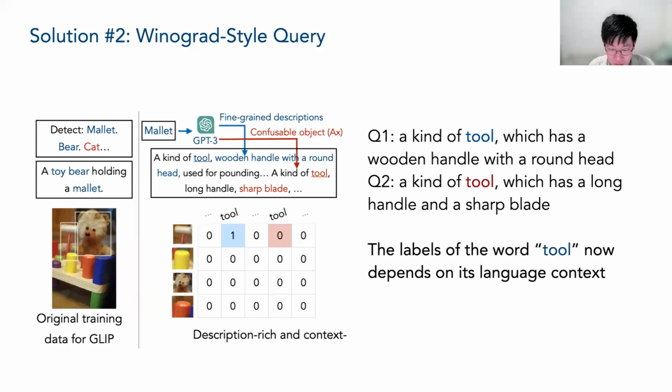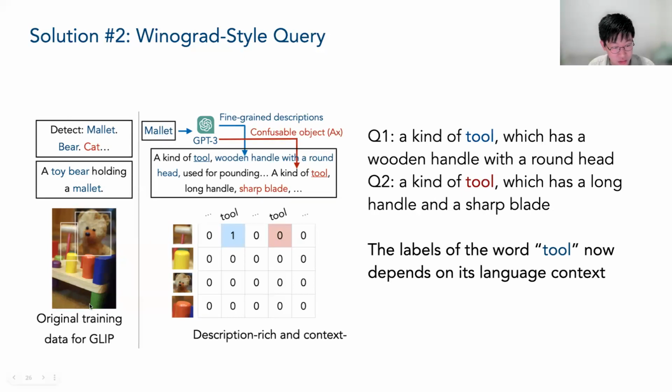Here we use a similar style: we try to create two queries that have the same type description. So we say, okay, it's a type of tool. But then, because of the subtle difference, the model has to read the fine print to know which query is correct. Basically we hide the entity name, which would reveal the entity we're looking for, and instead give a general object name plus a description. So the model has to read the description, and the label of the word tool now depends on its language context.